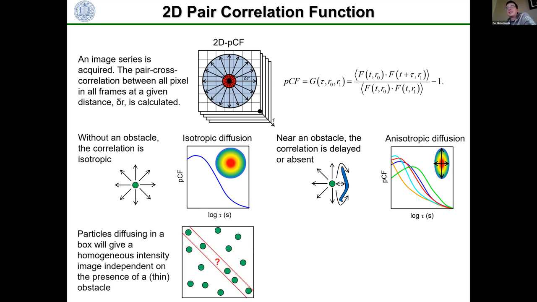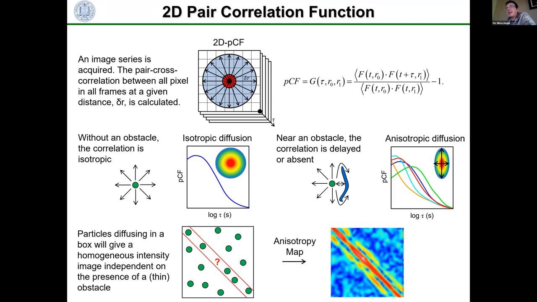So for example, here, if you would have particles moving in a box and you would have a thin channel in the center that you cannot see, but once you apply the pair correlation principle, you would generate this anisotropy map, and you would see that the motion inside the channel is highly directional. And you also see those two weaker lines on the outside of the channel, which are because the molecules on the bottom left and top right, as they bump into the channel, they cannot cross, and we also get an asymmetry in the correlation function.